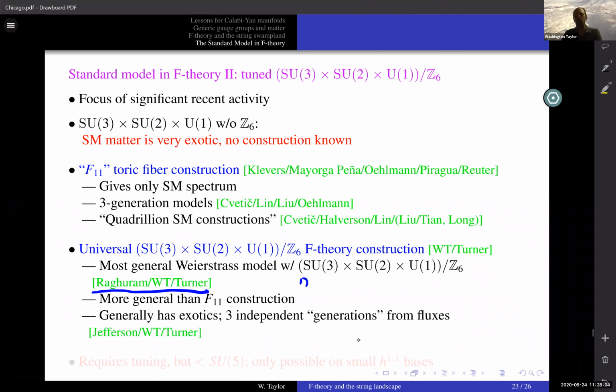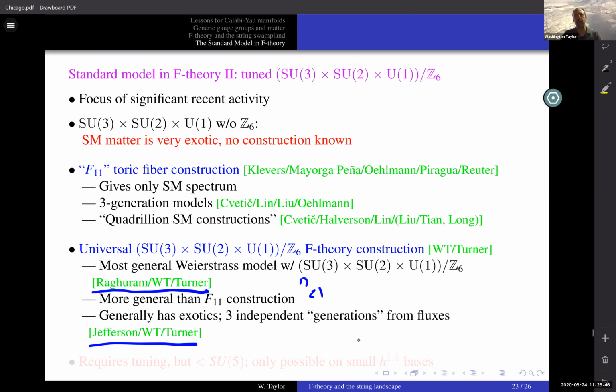exactly the F11 construction. So first of all, it shows that that F11 construction, which on the face of it seems like a very special toric construction, is actually just one branch of what is essentially the unique way of getting SU3 cross SU2 cross U1 mod Z6 in F-theory without tuning some exotic matter. In general, it has this additional branch, which has exotic matter. And in an upcoming paper with Patrick Jefferson, we analyze fluxes on those things and chiral matter and confirm the lack of a swampland there, in the sense that there are 3 independent types of generations that could come from fluxes, and they all do.